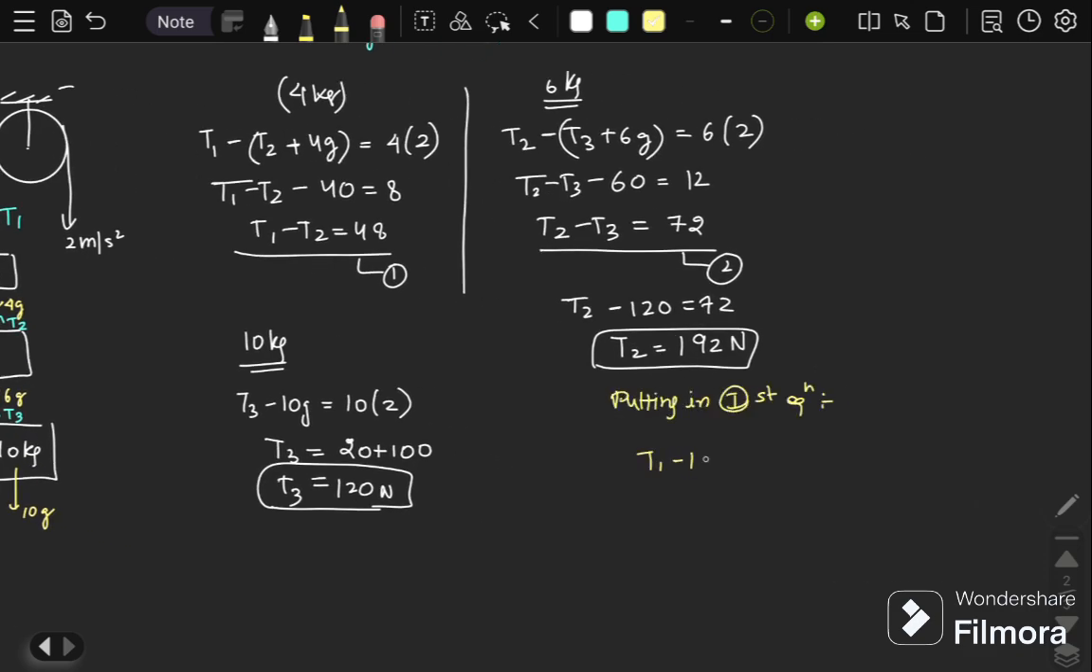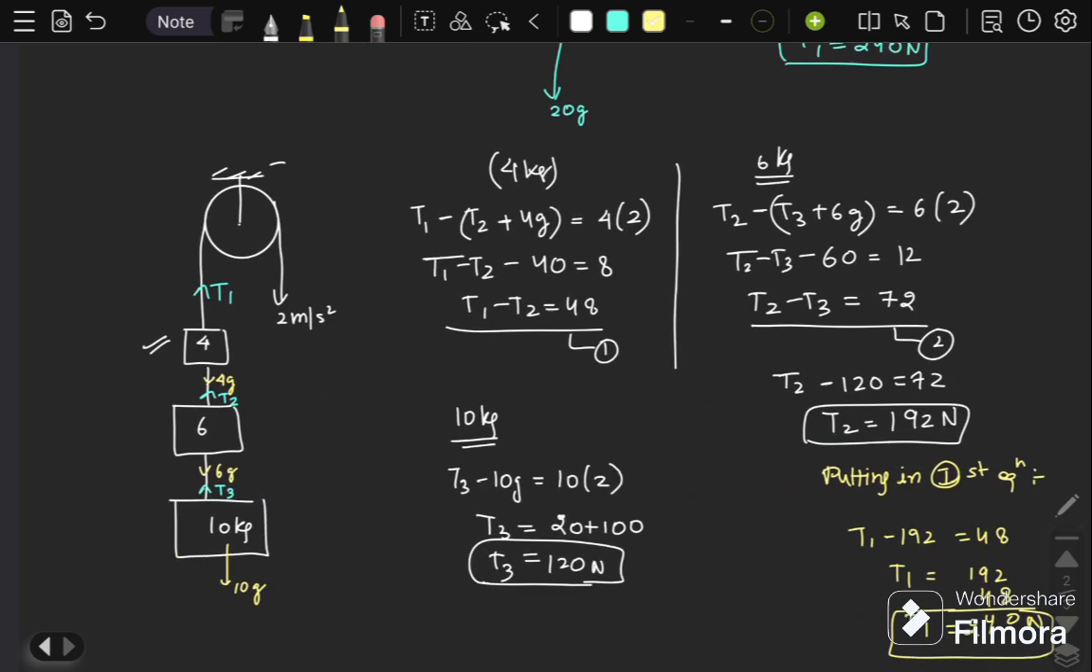what I get is T1 minus 192 is equal to 48. So T1 is equal to 192 plus 48, which will be 240 Newton. So this is our final answer.